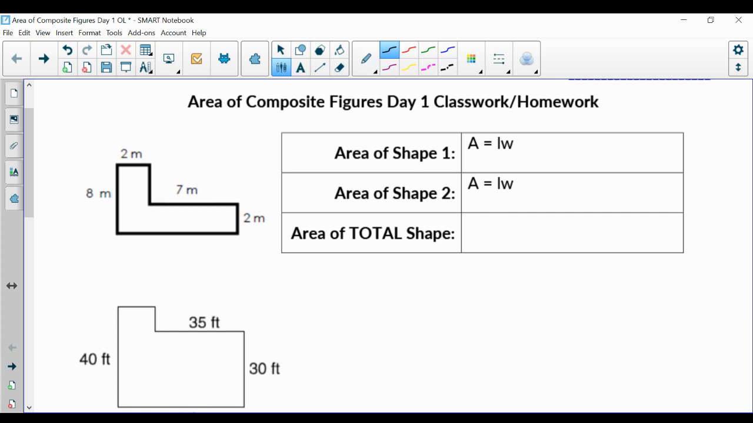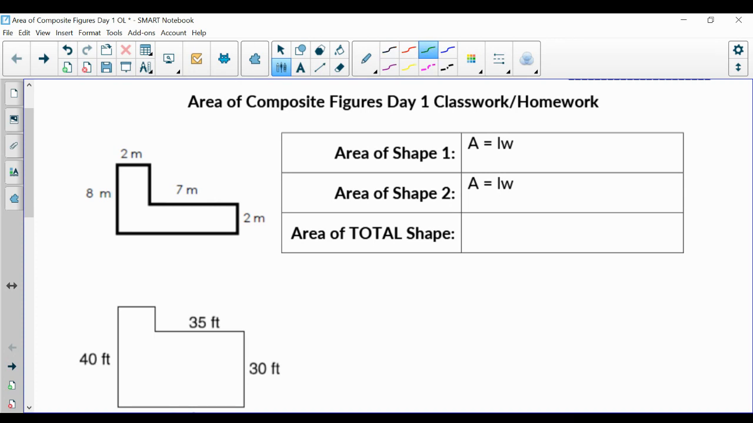Good morning, everyone. So today we're going to talk about the area of composite figures. Now, this is going to be a two-day event just because today we're going to work on splitting up abnormal, irregular figures into two shapes, and then tomorrow we'll talk about splitting them up into three shapes. So basically, a composite figure is an irregular shape. It's not a shape that we just already know the area for.